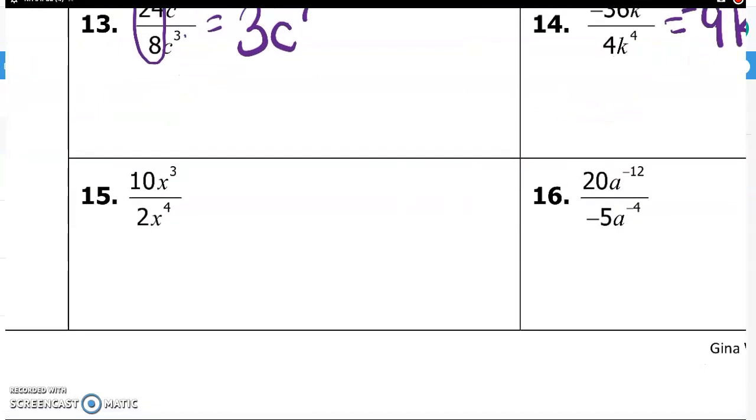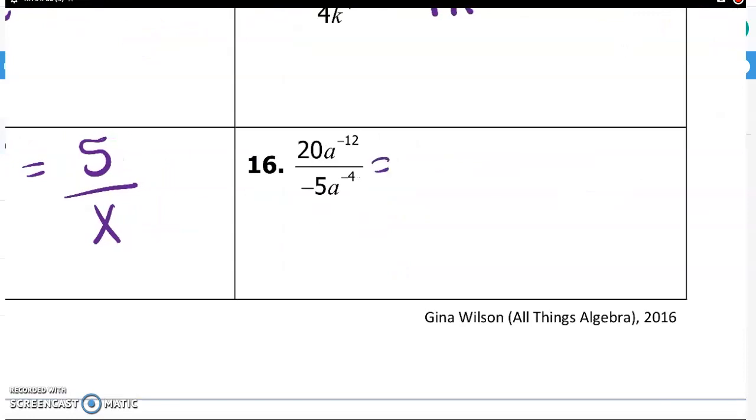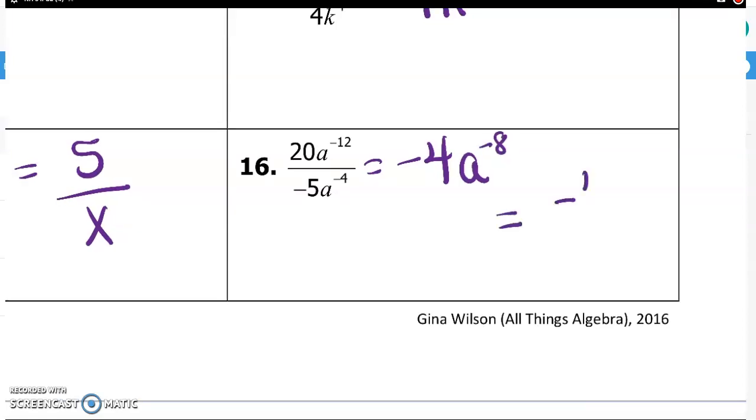Number 15, 10 divided by 2 is 5. x to the 3 minus 4 is negative 1. So then our final answer, the 5 stays and the x goes to the bottom, 5 over x. For 16, we have negative 4 when we divide. a, negative 12 minus negative 4 is negative 8. The negative 4 stays on the top. It's a negative 4 as a number, not a negative exponent. So that stays on top, and then a to the 8th goes on the bottom.